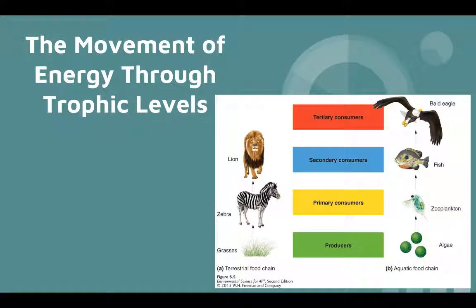Okay, so we have this energy being produced and it's going up the trophic levels. So what we're going to look at now is how it moves through these levels, and in turn how it ends through decomposers, scavengers, and so on.